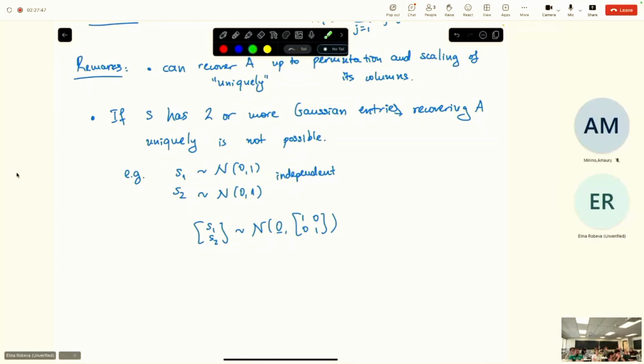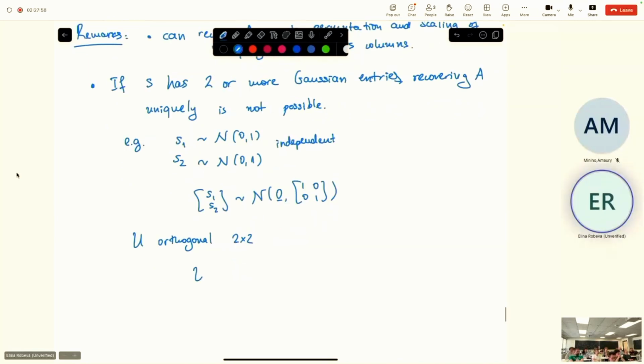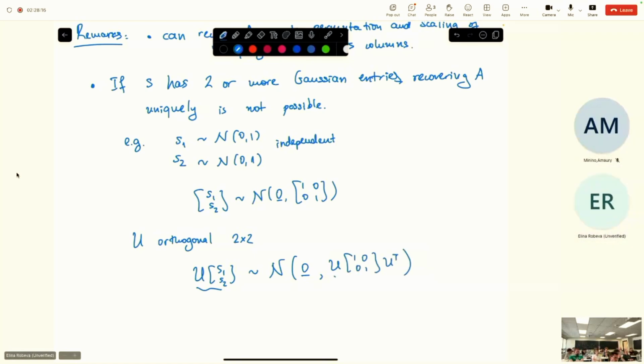Any orthogonal transformation. Exactly. So if you pick U to be orthogonal, a 2x2 matrix, then U times (S1, S2), I claim, is going to be again standard normal with mean 0. But then its covariance matrix, when you do this, the covariance is multiplied on the left and on the right by U transpose. But this is again [[1, 0], [0, 1]].